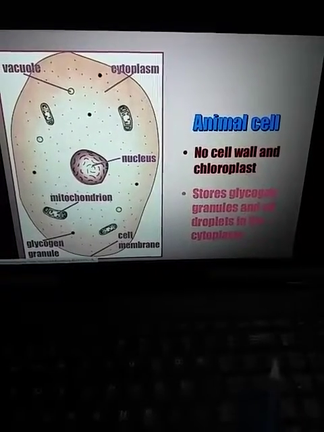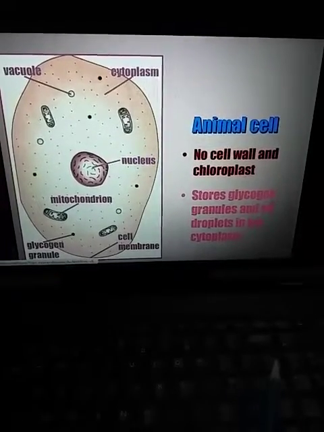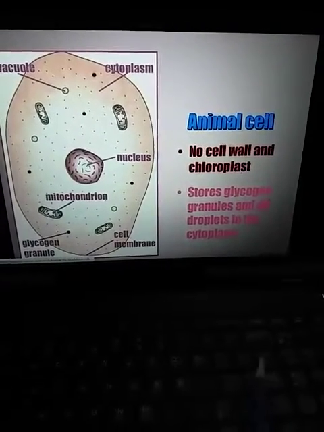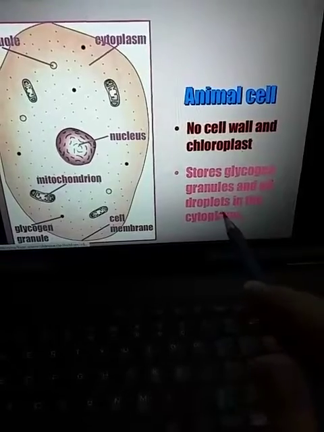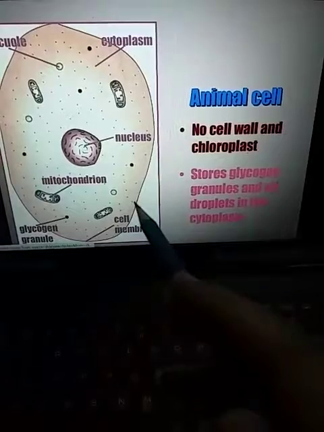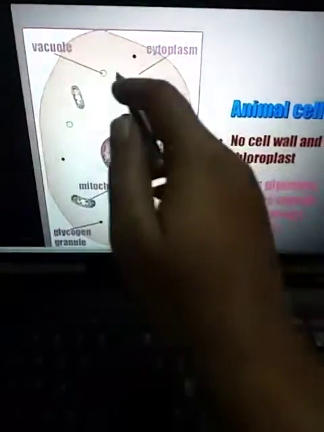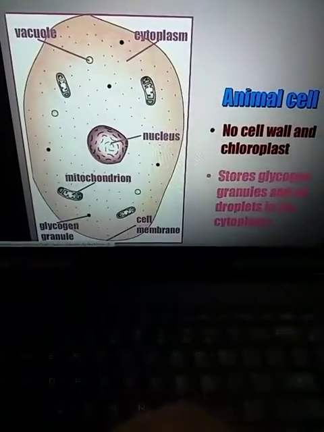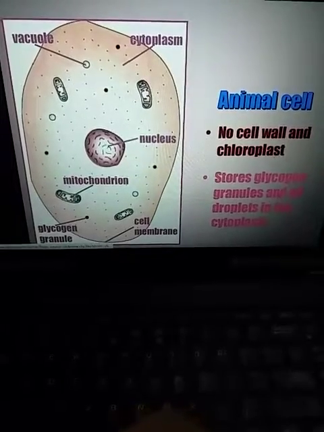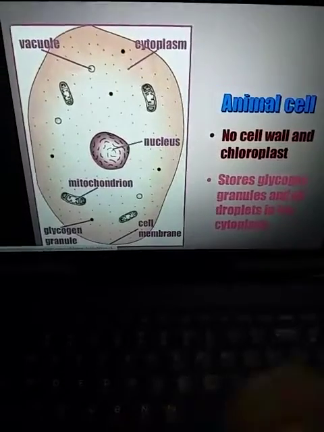Animals are consumers. Their cells do not perform the process of photosynthesis, which is why they don't need the organelle known as the chloroplast. They store glycogen granules and water droplets in the cytoplasm. So this is the cytoplasm of the animal cell, and in the cytoplasm they contain glycogen granules, which are the stored form of energy in the animal cell, and they also contain water droplets.